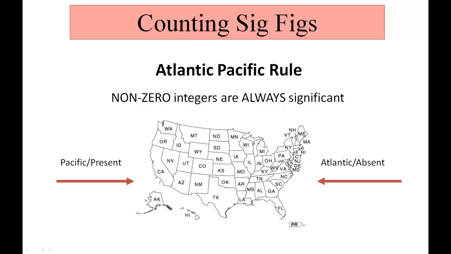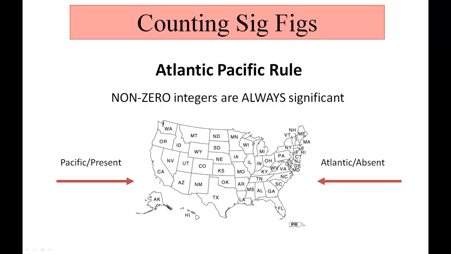Now we don't always have the measuring tool in front of us. Sometimes the number's already written down on paper. So we need to tell how many significant figures are in a number. The way I like to teach it is the Atlantic-Pacific rule. In the Atlantic-Pacific rule, you need to know that non-zero integers are always significant. That's your 1 through 9. The only one that we need to worry about is 0, whether or not it is significant.